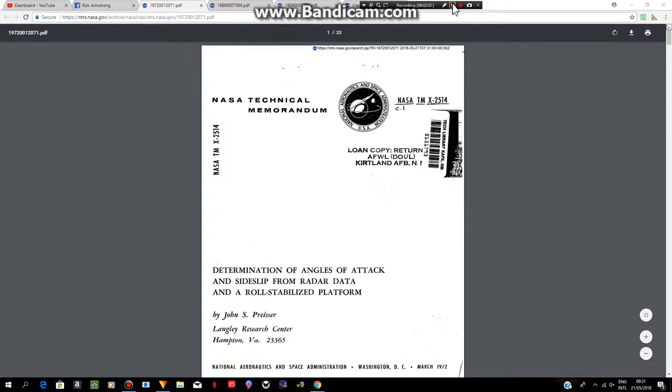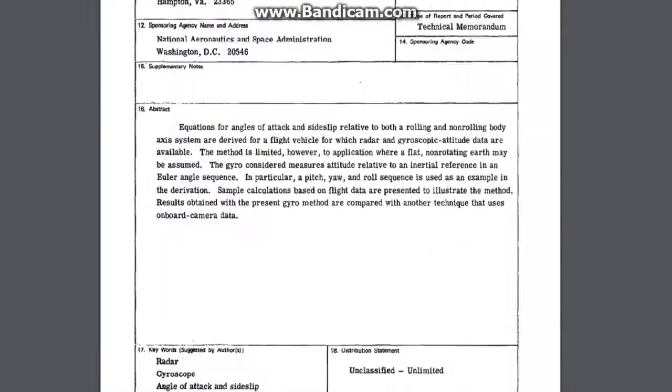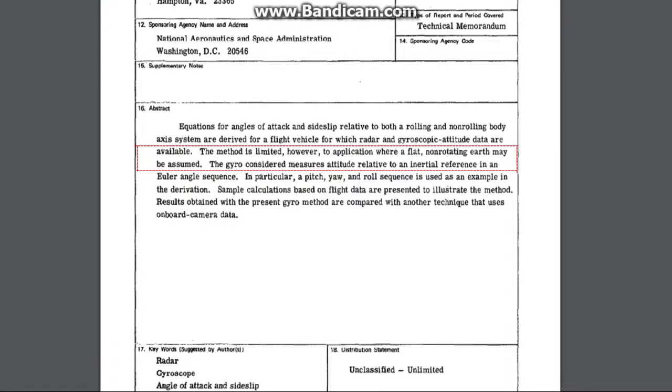Determination of angles of attack and side slip from radar and a roll-stabilized platform, dated March 1972. In the summary, it states, equations for angles of attack and side slip relative to both rolling and non-rolling body axis systems are derived for a flight vehicle for which radar and gyroscopic attitude data are available. This method is limited, however, to application where a flat, non-rotating Earth may be assumed.